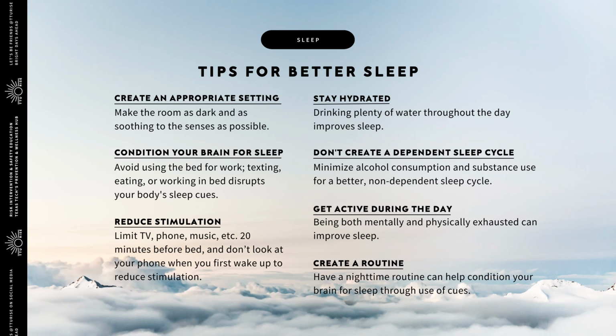Reduce stimulation. This might be TV, phone, music, or looking at your phone first thing in the morning. Another element of being able to get really good high quality sleep is staying hydrated throughout the day. And then don't create a dependent sleep cycle. So it looks like minimizing alcohol consumption or other substance use right before you're going to sleep, or doing a bedtime routine, so to speak. If you're getting active during the day, your body is going to be more tired as well, where you're able to go to sleep quicker and stay asleep and stay in a deeper sleep.